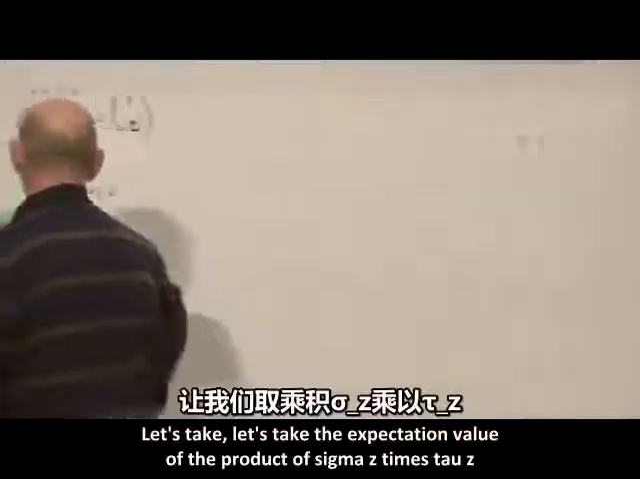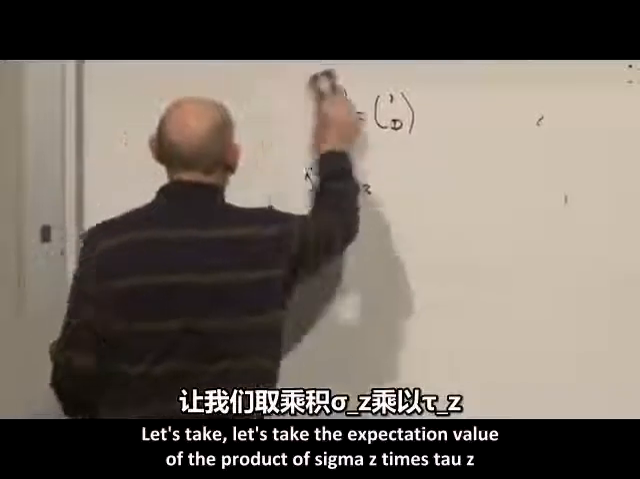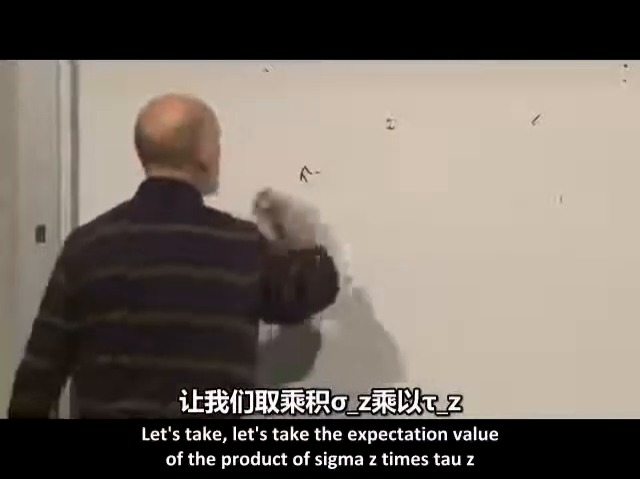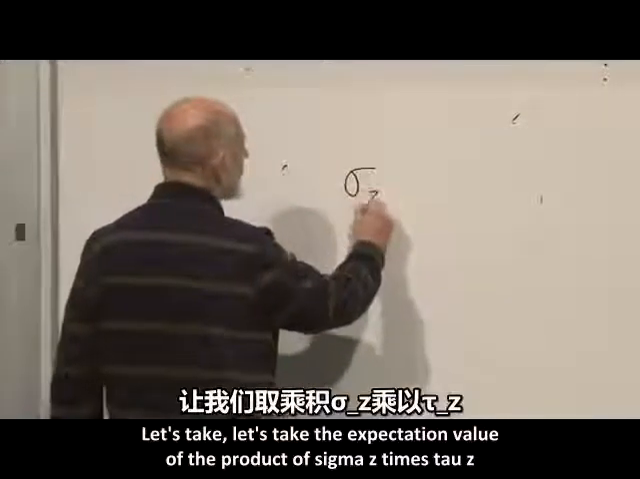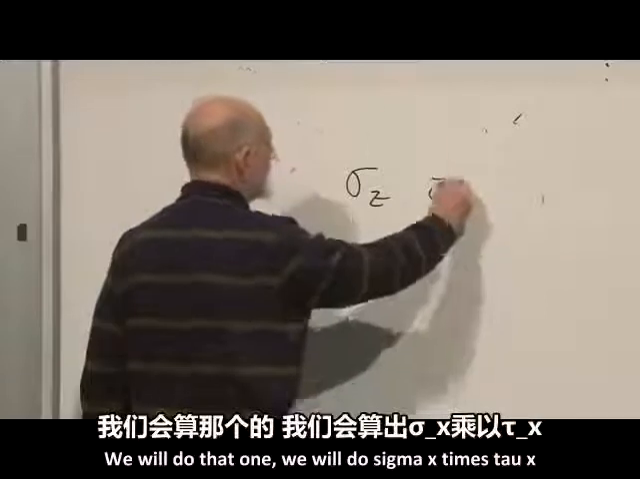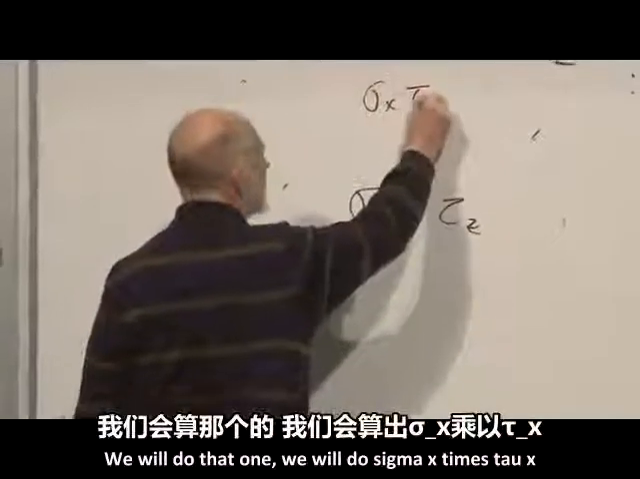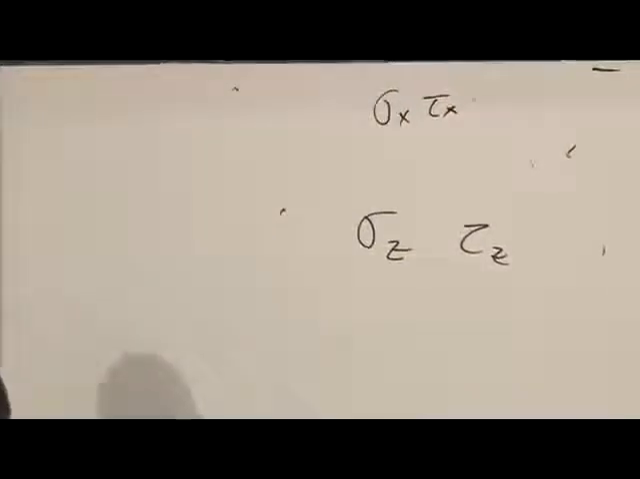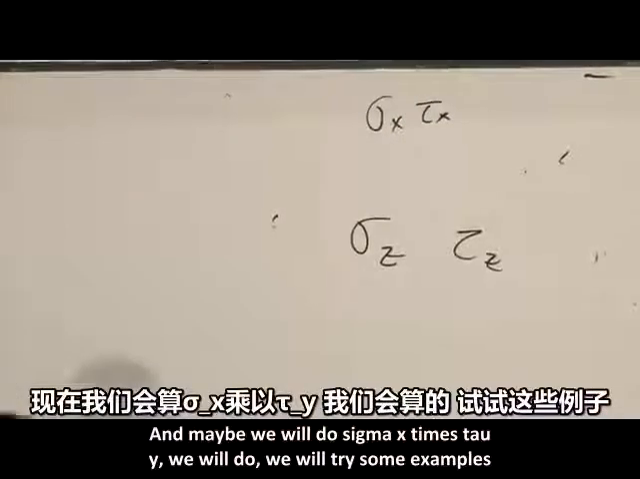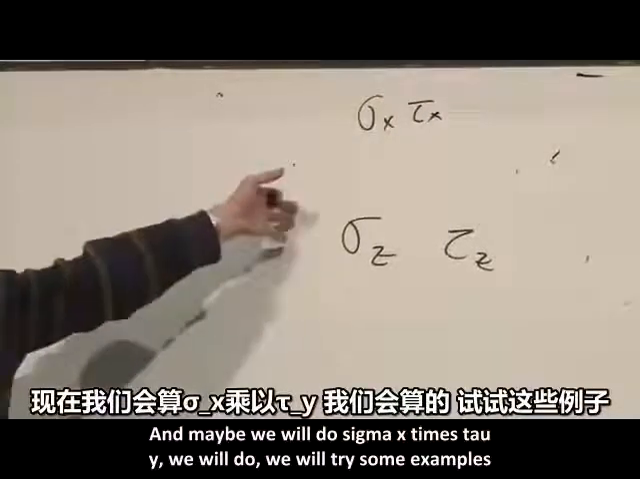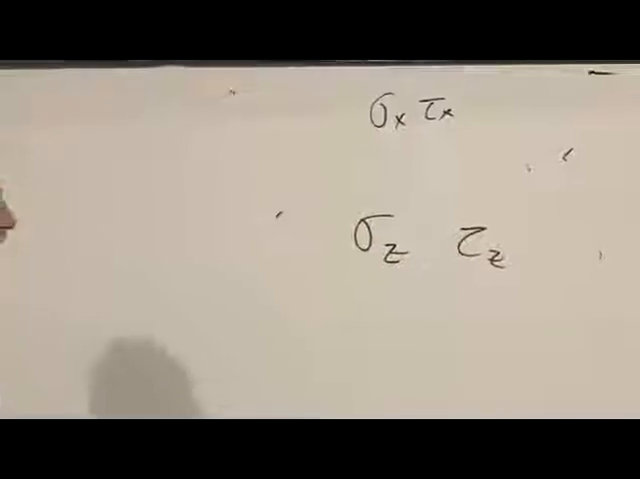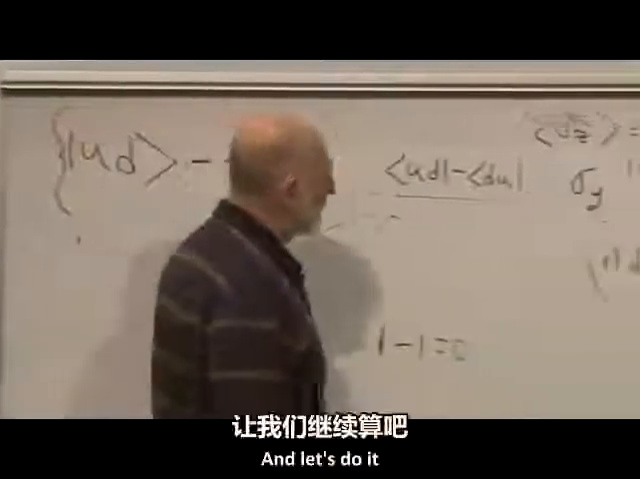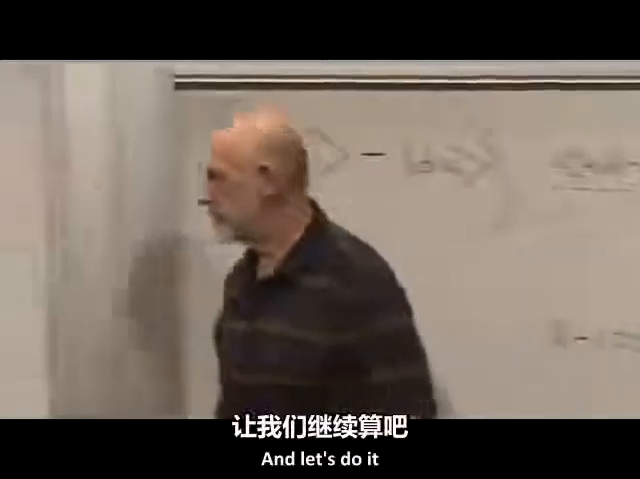Let's take the expectation value of the product of sigma z times tau z. We'll do that one. We'll do sigma x times tau x. And maybe we'll do sigma x times tau y, or sigma x. We'll try some examples. Let's take the expectation value of this. Now to do this, we again make a sandwich. And all right, so let's do it.